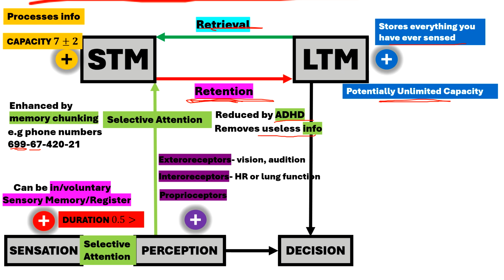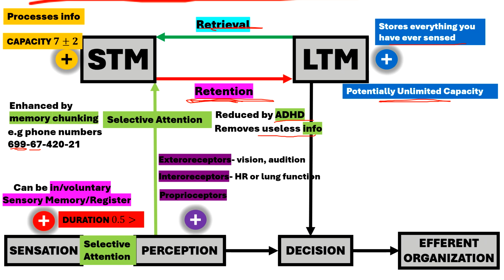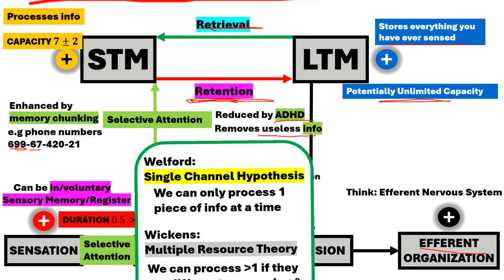Next up, to make a decision, we may process information or retrieve it and then process it, or we may straight up make the decision during the perception. From that, we move to efferent organization. So you've made the decision, and now remember efferent nervous system, we make our move, we make our response.